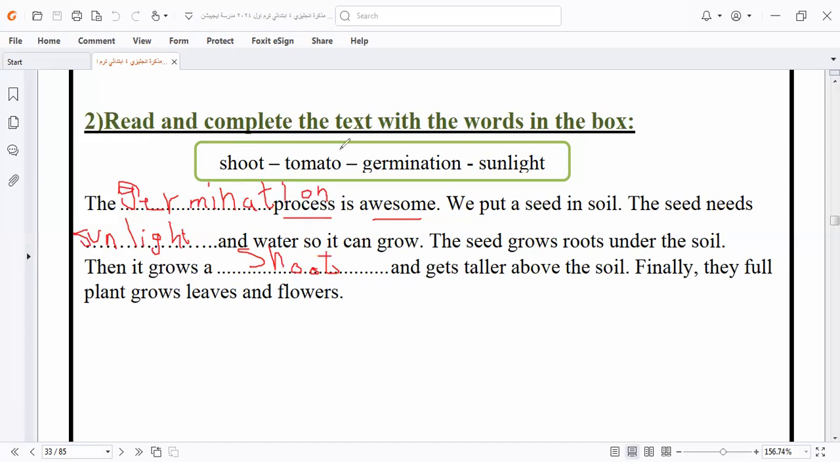Here is tomato. No, I can't select the tomato because there is no sentence here. Okay. So you must know, if you have an extra word, this is for examining your understanding. Let's go to another one, another picture.